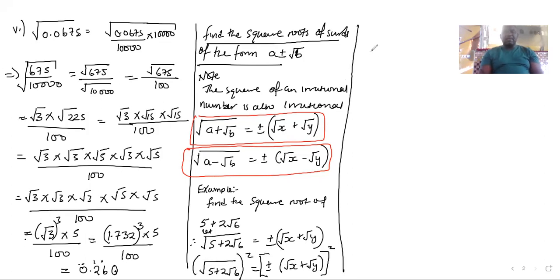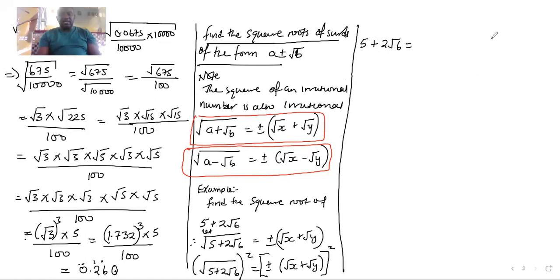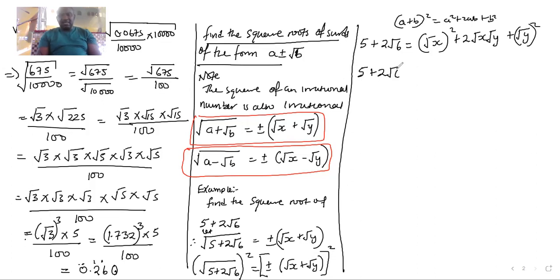When we square both sides, we shall realize the square root will vanish on the left-hand side, leaving 5 plus 2 root of 6. This will give us the square on the other hand, which is going to be root of x squared plus 2 root of x root of y plus root of y squared. The same expansion for a plus b squared: you get a squared plus 2ab plus b squared. So this will give us 5 plus 2 root of 6 is going to be equal to x plus 2 root of xy plus y.